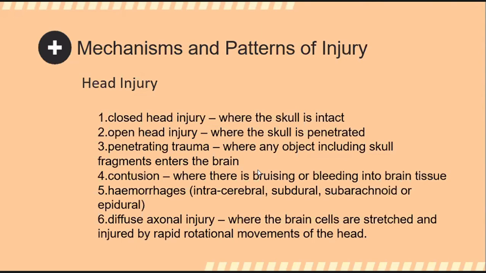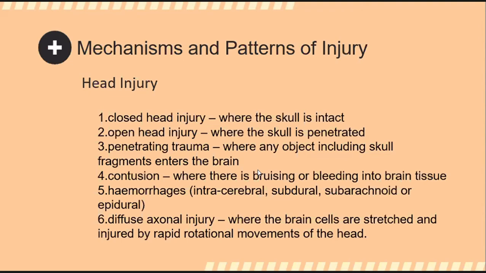Diffuse axonal injury is when the brain cells are stretched and injured by rapid rotational movements of the head. On CT scan, usually you won't see much. There's no bleeding. The damage is at the cellular level. The connections between the brain cells are damaged because of the velocity of the injury. So it's not bleeding, no hemorrhage, no increased ICP, no penetration, just the high velocity of the head injury causing cellular level damage.